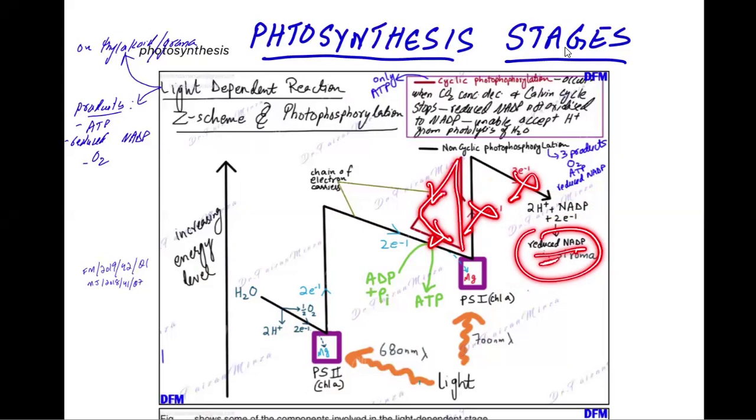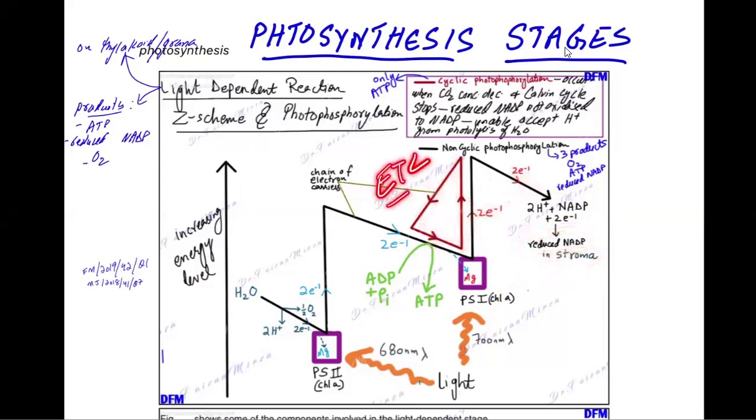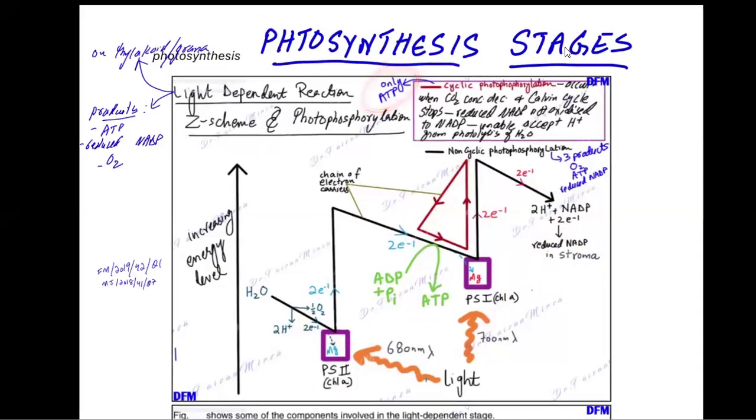When cyclic photophosphorylation occurs, the electron transport chain continues, chemiosmosis occurs, and ATP is produced. So in cyclic photophosphorylation, only ATP is produced. Reduced NADP is not further produced. Oxygen is not produced because photolysis of water is not occurring. So this is something that I was reviewing with you.